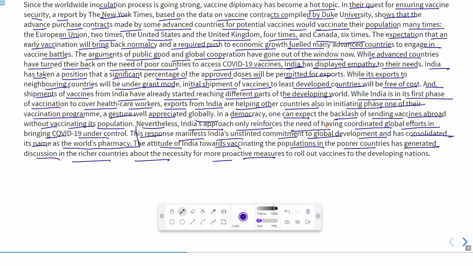So, India has provided vaccinations to those poor countries. This was the matter of discussion in the developed countries, and it also instigated and motivated them to make new vaccines or new products and roll out vaccines to the developed nations. And they also made new products or new vaccines for the developing nations.